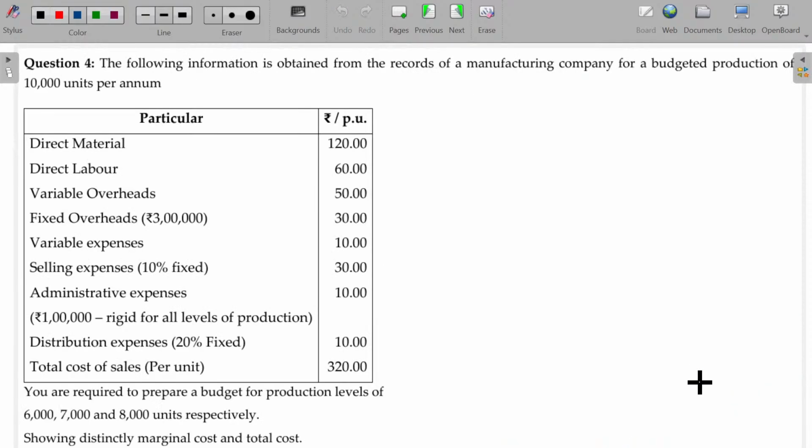Now, the next question, the same question I think. Showing distinctly marginal cost and total cost. What is called marginal cost? Variable cost. So you have to show variable cost separately and then add fixed cost and show the total cost. If you don't show this, then you will lose the marks.